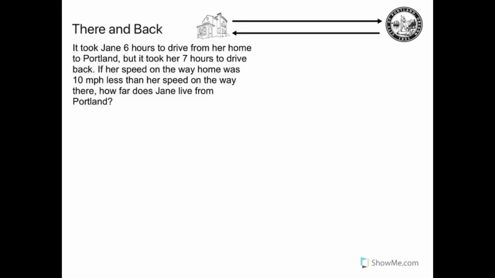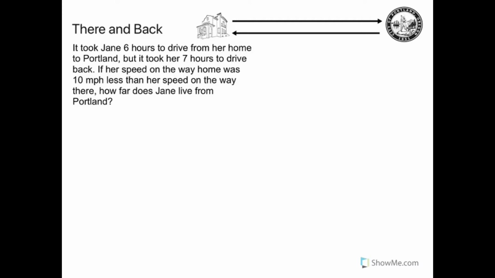A there and back problem is also an equal distance problem. Here's an example. It took Jane 6 hours to drive from her home to Portland, but it took her 7 hours to drive back. If her speed on the way home was 10 miles an hour less than her speed on the way there, how far does Jane live from Portland?